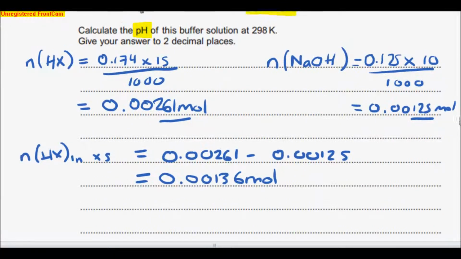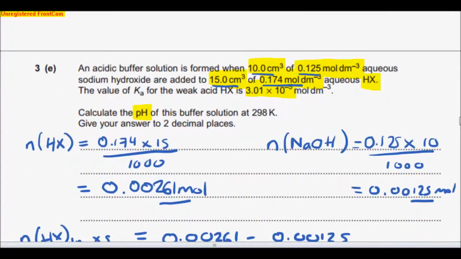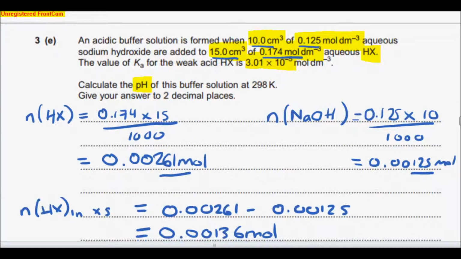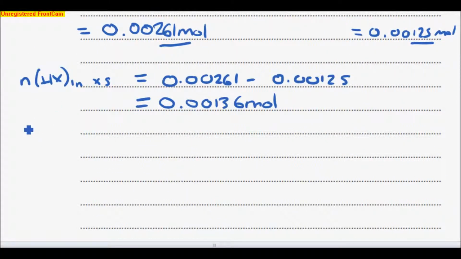So we can now work out the next stage, which is the concentration of HA and the concentration of A minus. To be able to do that, we need to work out the total volume that we have now. So we've got 10 centimeters cubed, and we've also got 15 centimeters cubed. So the total volume now is going to be equal to 10 plus 15, which is 25 centimeters cubed.